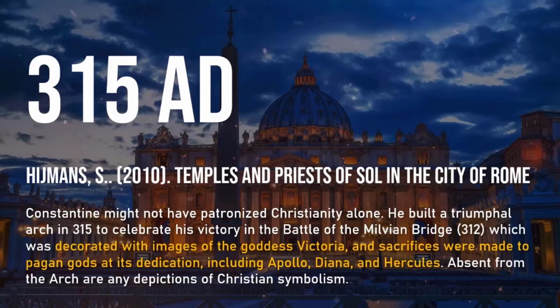315 AD, temple priests of Sol in the city of Rome. Constantine might not have patronized Christianity alone. He built a triumphal arch in 315 to celebrate his victory at the Battle of Milvian Bridge, which was decorated with images of the goddess Victoria, and sacrifices were made to pagan gods at its dedication, including Apollo, Diana, and Hercules. Absent from the arch are any depictions of Christian symbolism.